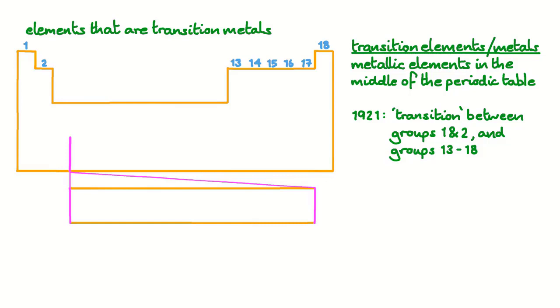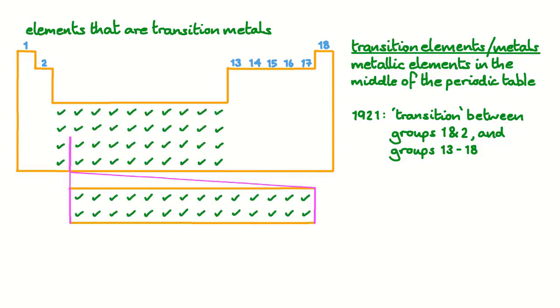It originally meant any element that sits between groups 1 and 2 and groups 13 to 18. These elements provided a transition between the two blocks, although it should be noted that not all of these elements had been discovered at the time. Today, this definition would include all of the D block elements and all of the F block elements as well.